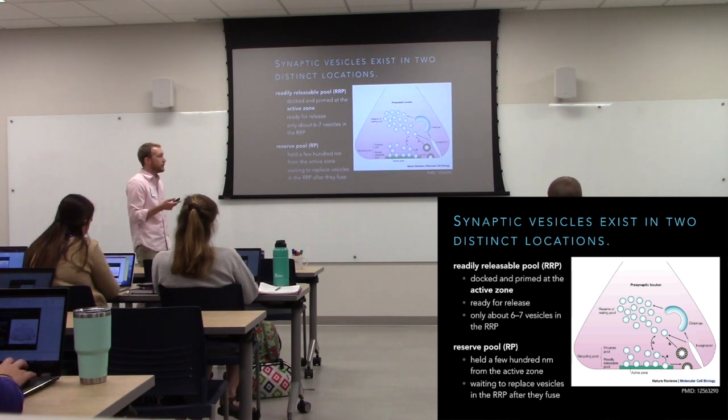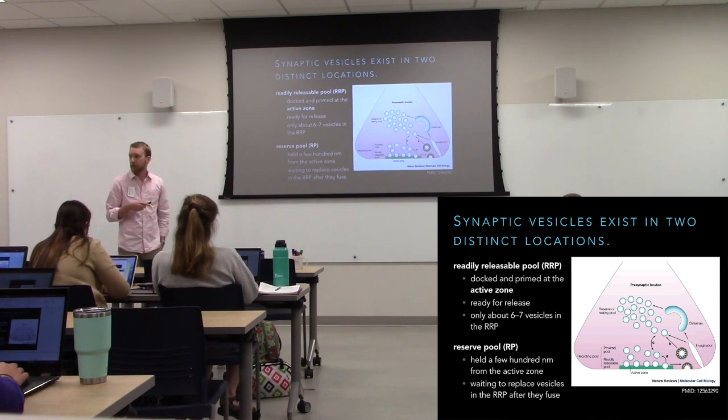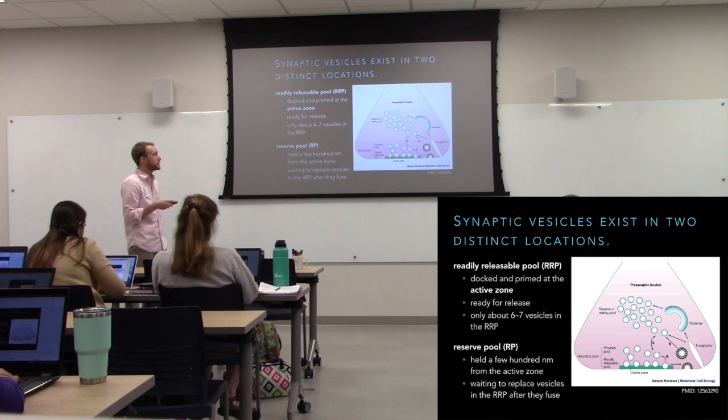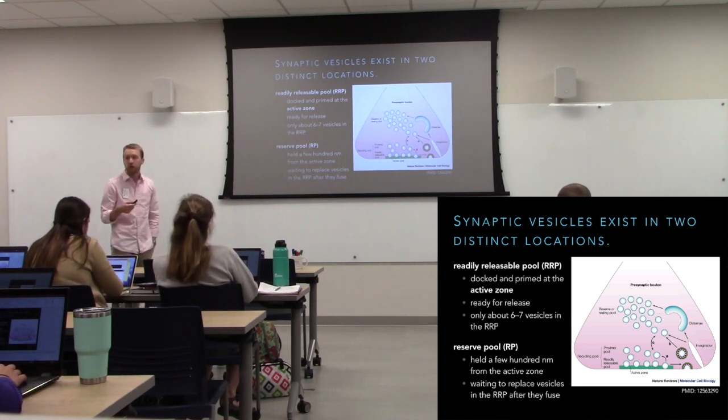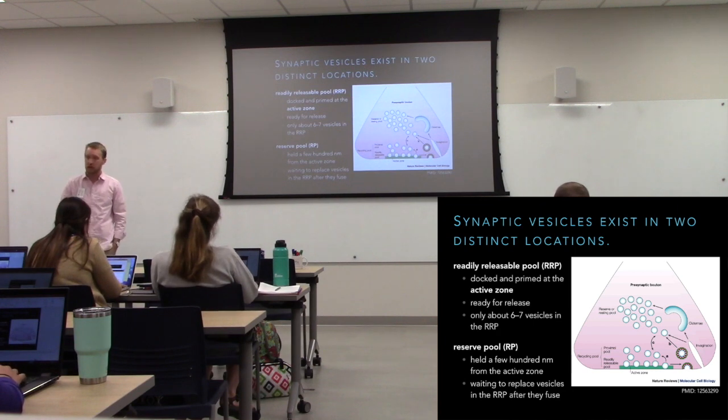There are ways that the neuron knows how to do this. We won't talk about them. But we should appreciate that as we're fusing vesicles here, we've got backups, and they'll find their way down to the active zone. So that we always have a handful of vesicles docked and ready to fuse whenever the action potential arrives.